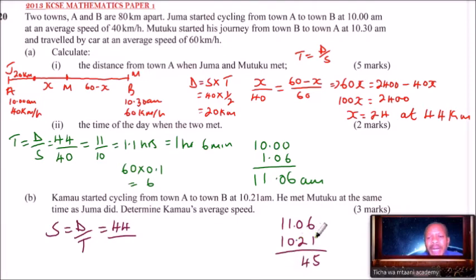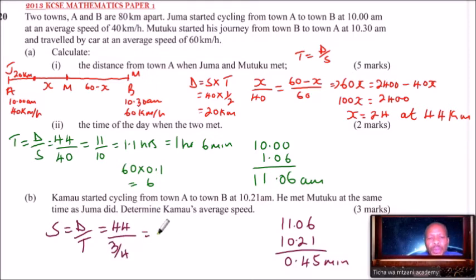Remember, when you are subtracting time, when you borrow 1, you get 60 minutes. So you add here, so these are 66 minutes. So here it is 0. So this means 45 minutes. 45 minutes in terms of hours is the same as 3/4 of an hour.